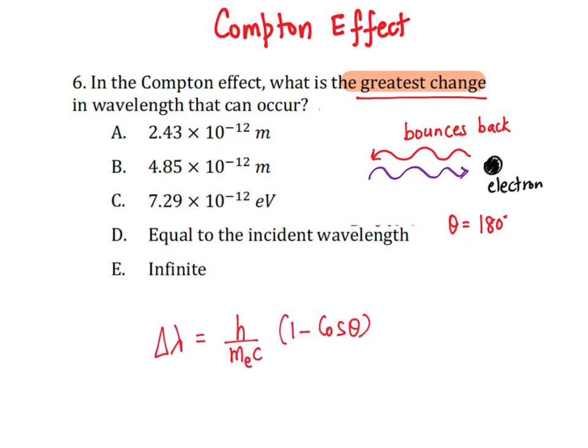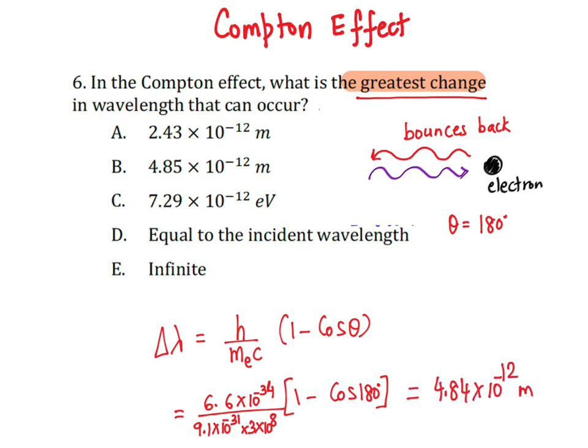We have got the formula for Compton effect. We can find the change in wavelength by substituting the numbers, and in place of theta we are going to put 180. h is Planck's constant, me is mass of electron, c is the speed of light. These are all constants. We can substitute and get the answer for the greatest change in wavelength as 4.84 times 10 to the negative 12 meter.